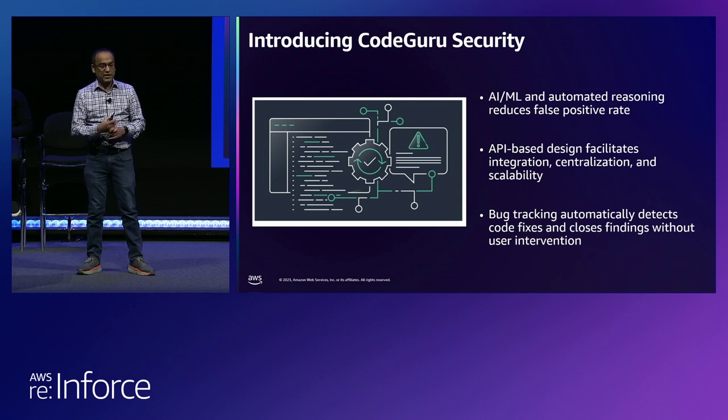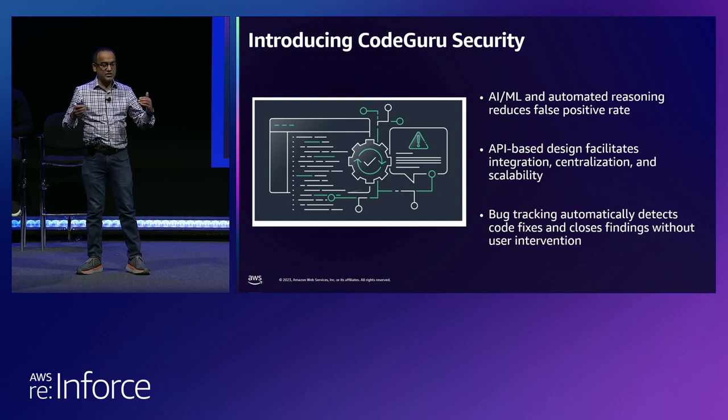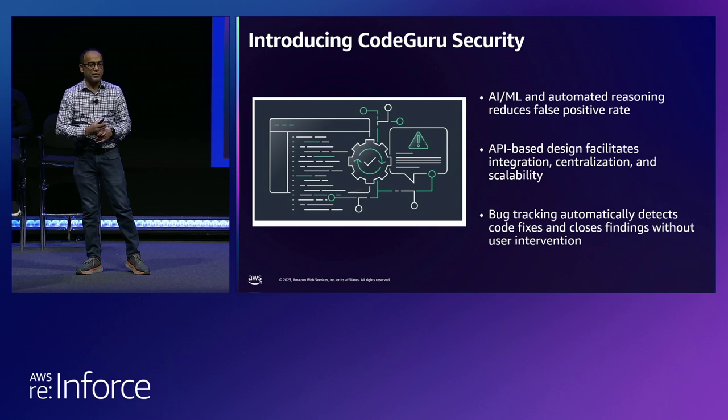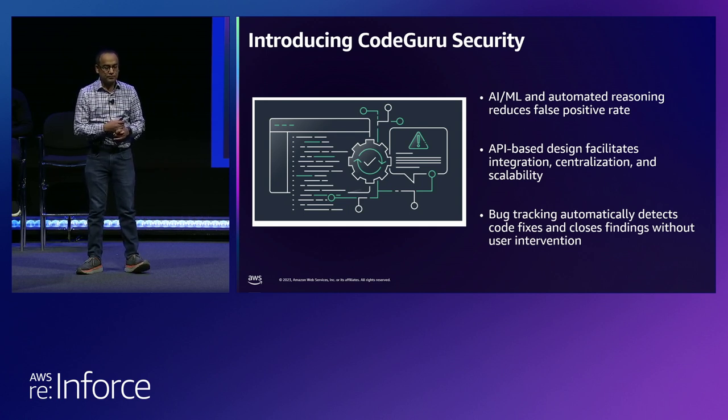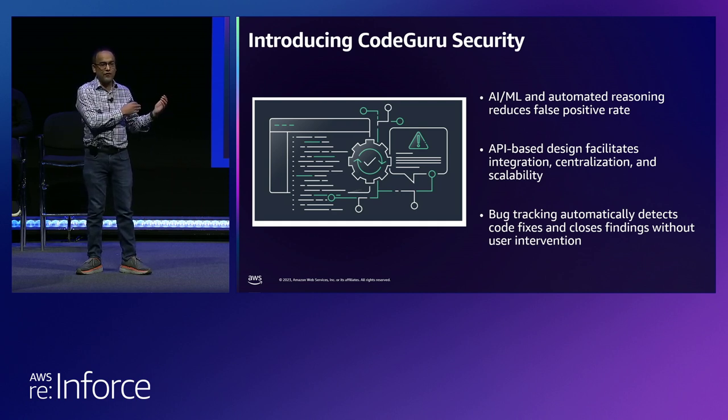And the second aspect that we introduced with CodeGuru Security is a fully cloud-based, API-based design with very easy integration into multiple different CI/CD tools and IDEs, etc. I'm going to show some demos later to show how that works. And of course, with cloud, you also get the benefit of scalability. So if you're a large company with, let's say, hundreds of thousands or millions of repositories, you can run through them very quickly if you want to scan all of them at any given time.